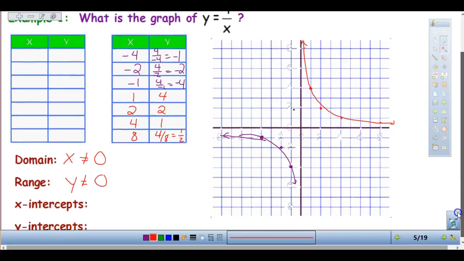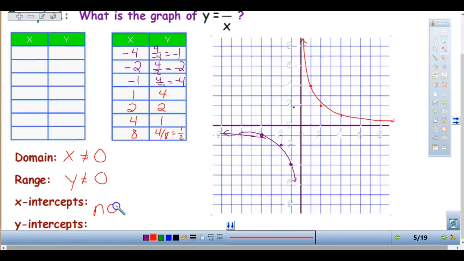Correct. It never touches them. Okay. That's how we do it. If it's something over x, then it would be true.